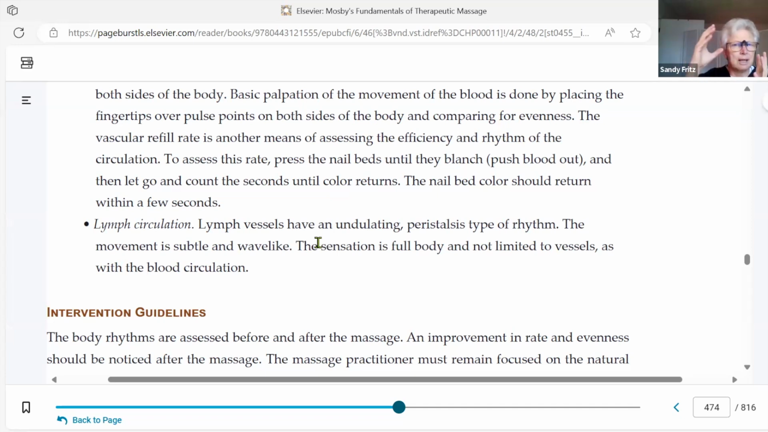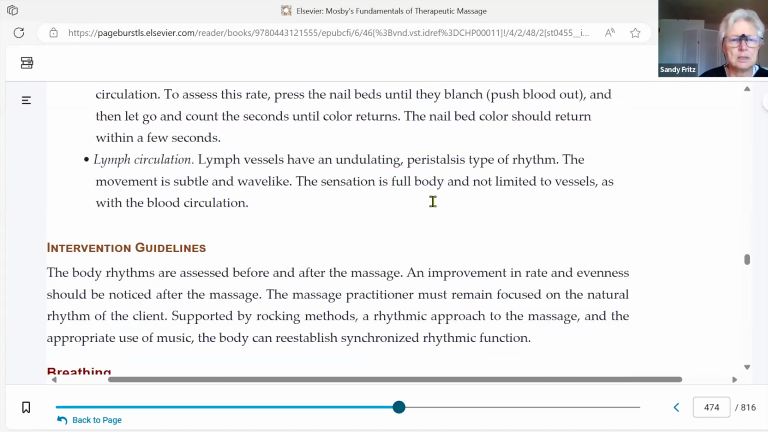It's a little abstract here, but they should feel functional and even on both sides, especially with the pulses.